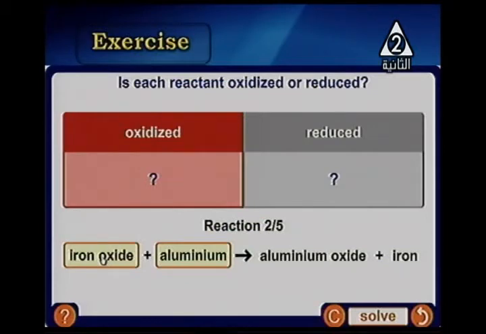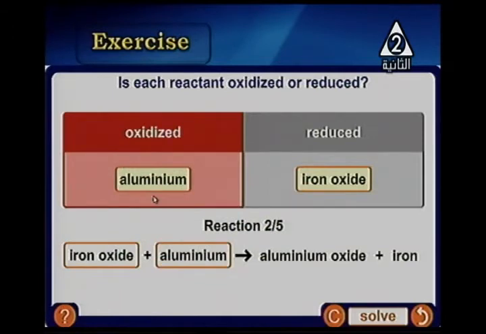So the iron oxide, it's what? Reduced, because it loses oxygen here. And here we have aluminum changing into oxide. So this one is right, because the iron oxide is reduced. Reduced means lose oxygen, and oxidized here means gain oxygen.